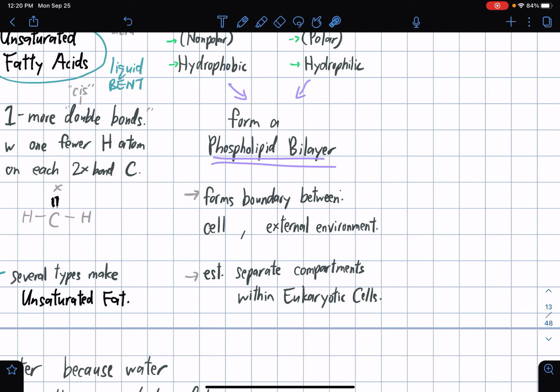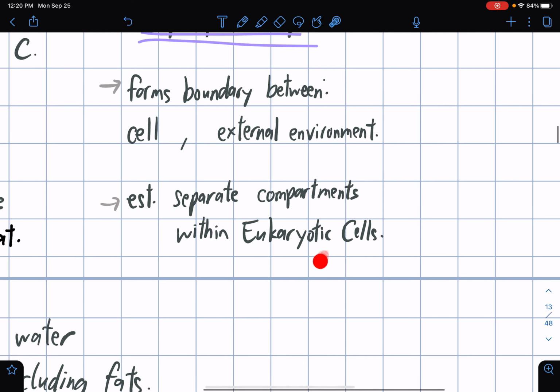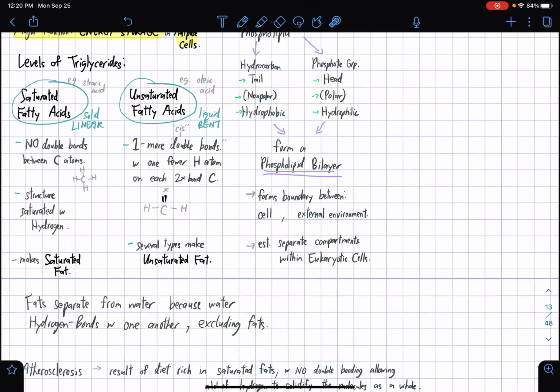So they establish separate compartments within the eukaryotic cells. Eukaryotic cells are the ones with a nucleus and other membrane-bound organelles, if I'm not mistaken. Just know that eukaryotic cells have a nucleus, unlike prokaryotic ones.